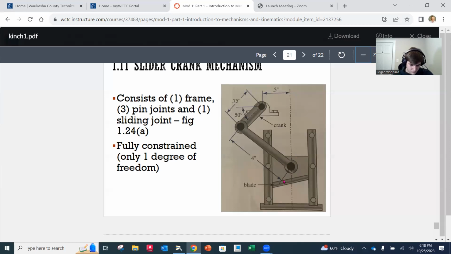Now, since we have a 4-bar mechanism with 4 links and 4 primary joints, we still end up with just 1 degree of freedom, meaning all we have to do is move that crank around and this thing is going to go up and down the way we want it to. Okay. All right.